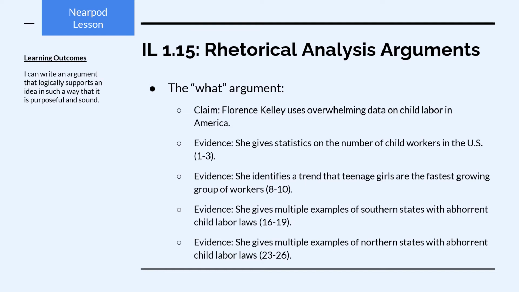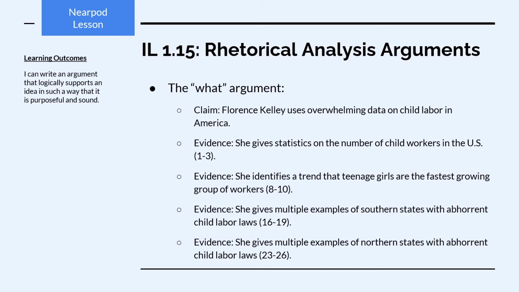My claim is that Florence Kelley uses overwhelming data on child labor in America. And I give 4 different evidence statements here, 4 different pieces of text evidence that I've pulled to show how she does this. First, she gives statistics on the number of child workers in the U.S. Then she identifies a trend, that is, these teenage girls that are the fastest growing group of workers in America. She then gives multiple examples of southern states with terrible child labor laws, and then gives multiple examples of northern states with terrible child labor laws.